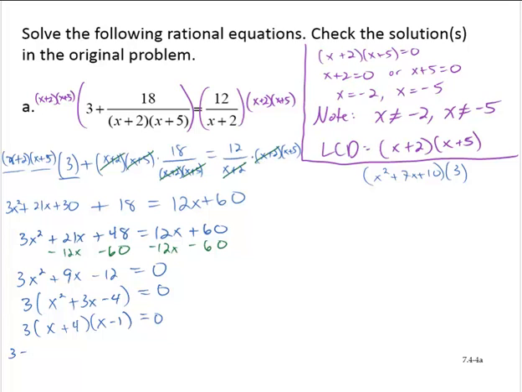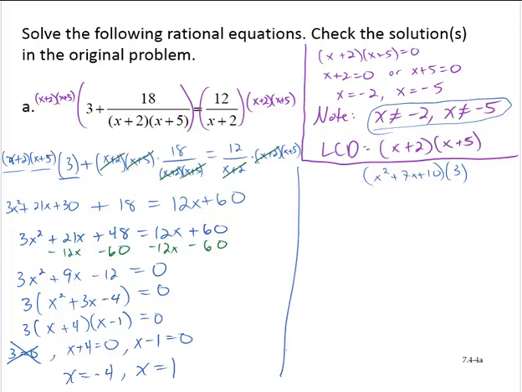So 3 equals 0, x plus 4 equals 0, x minus 1 equals 0. Now 3 is never equal to 0, but x plus 4 equals 0 if x equals negative 4, x minus 1 equals 0 if x equals 1. Let's check that against our excluded values, and none of them match up. Okay, so let's go ahead and check our work by substituting back into the original equation.